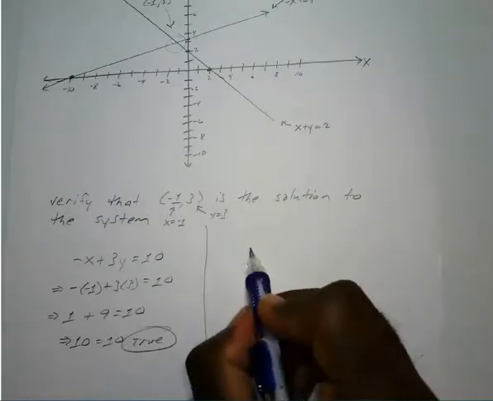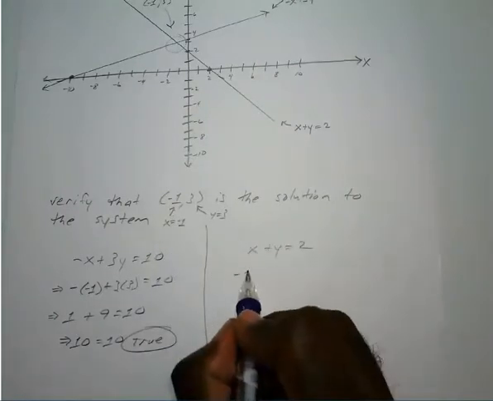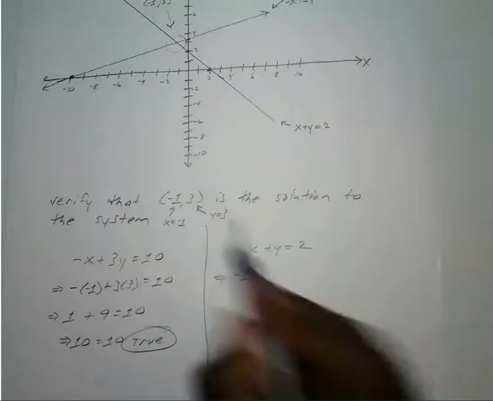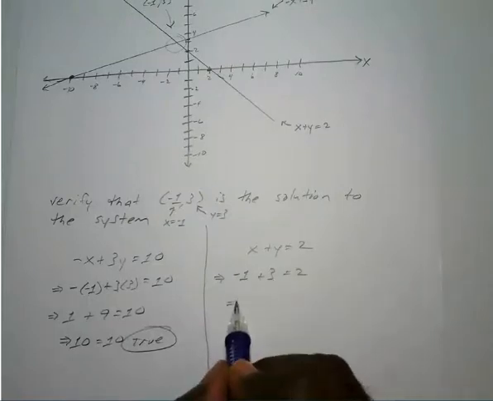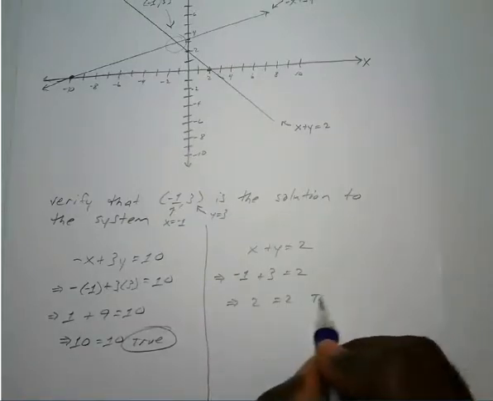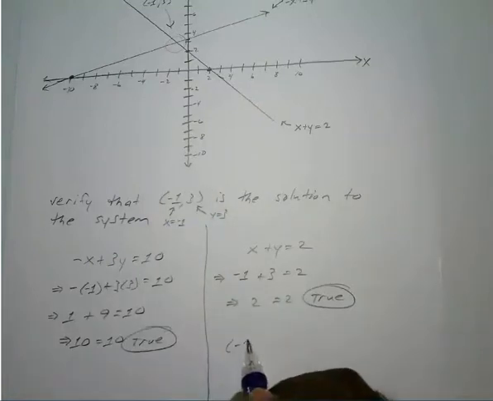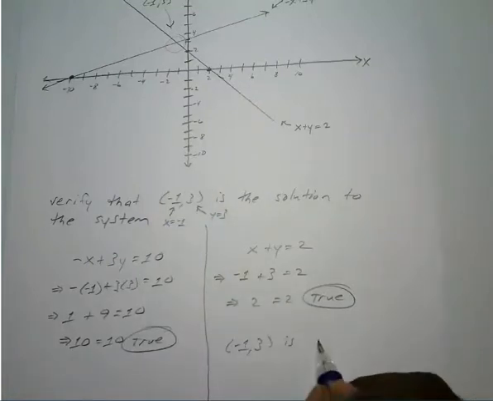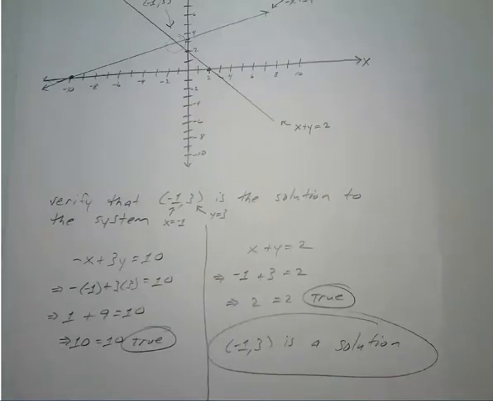Okay, so if we have our x plus y equals 2, if x is -1, that's -1 plus 3 equals 2. -1 plus 3 is 2. So we have 2 equals 2, which is true. Okay, so we just verified that -1, 3 is a solution. So that's how you figure it out by graphing. Okay, so let's go ahead and do another example.